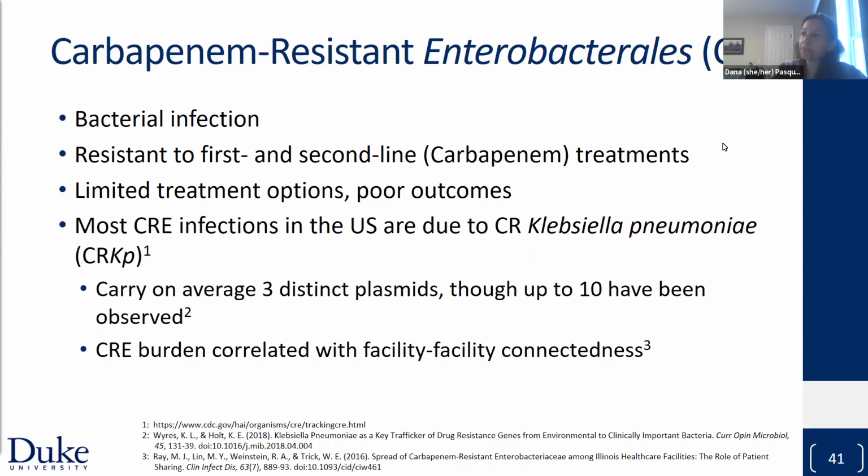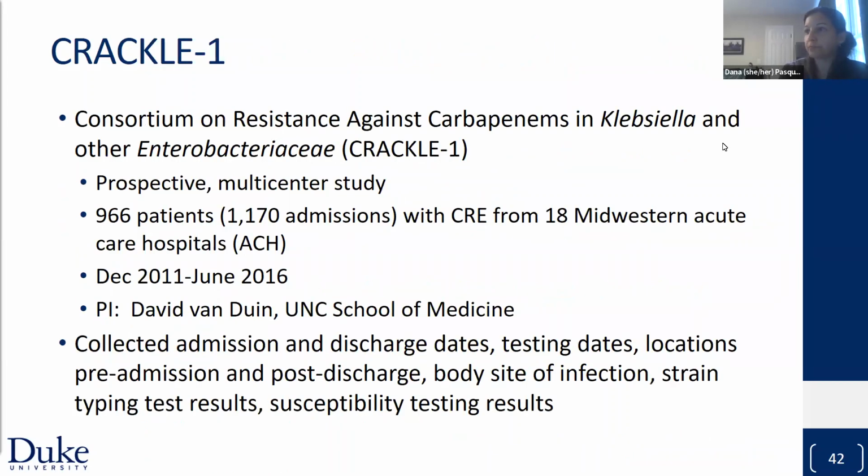Most CRE infections in the US are due to carbapenem resistant Klebsiella. And Klebsiella, I said, has a core genome that doesn't change, and so the plasmids are some of those accessory genes. In a lot of Klebsiella that is sequenced, you can see that they carry up to 3 distinct plasmids, though in some cases up to 10 have been observed. And then CRE burden is correlated with facility to facility connectedness, and I'll show that in a minute.